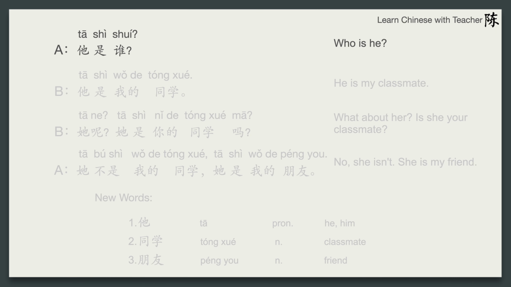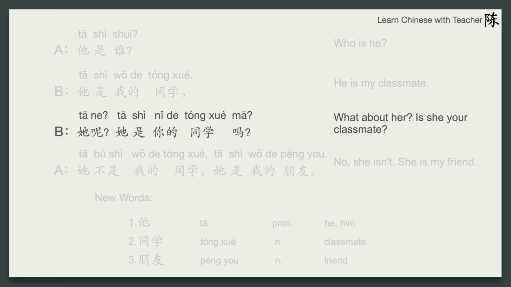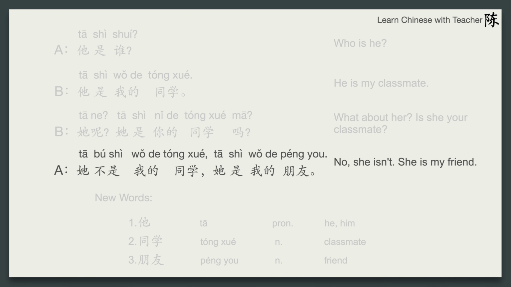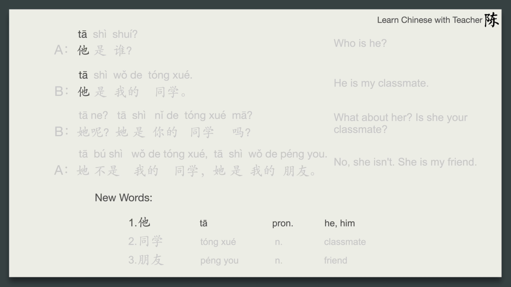The third conversation. 他是谁？他是我的同学。他呢？他是你的同学吗？他不是我的同学，他是我的朋友。他 is a pronoun, means he or him.